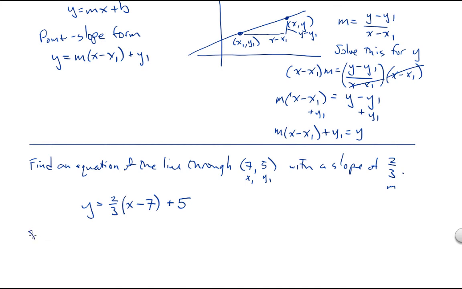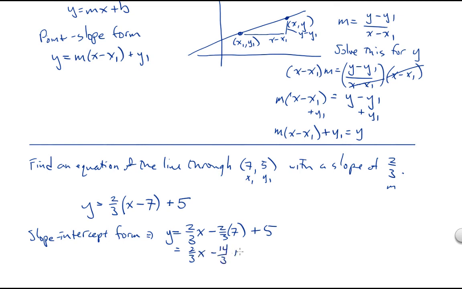If we wanted the slope-intercept form, we have to do a little bit more work. But I like starting with point-slope form in this case because it's not too hard to just distribute that 2/3 and collect some like terms. So I just write this, y equals 2/3, distribute that 2/3 to the x and the negative 7. 2/3 x minus 2/3 times 7 plus 5. That's 2/3 x minus 14/3 plus 5.